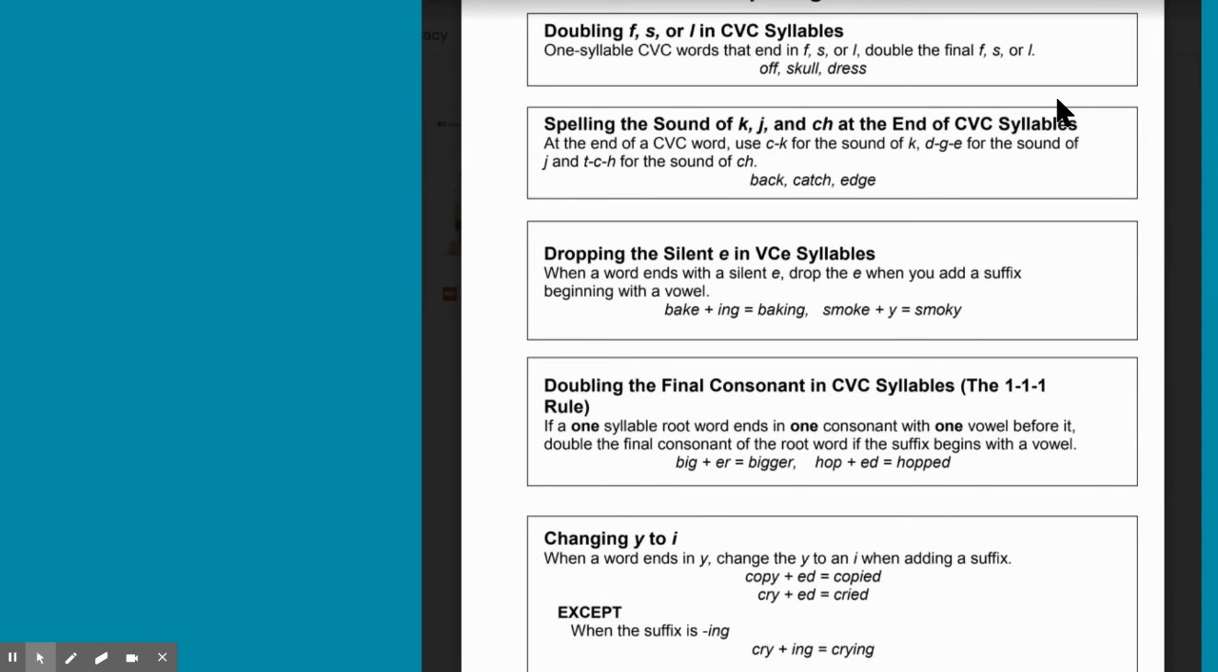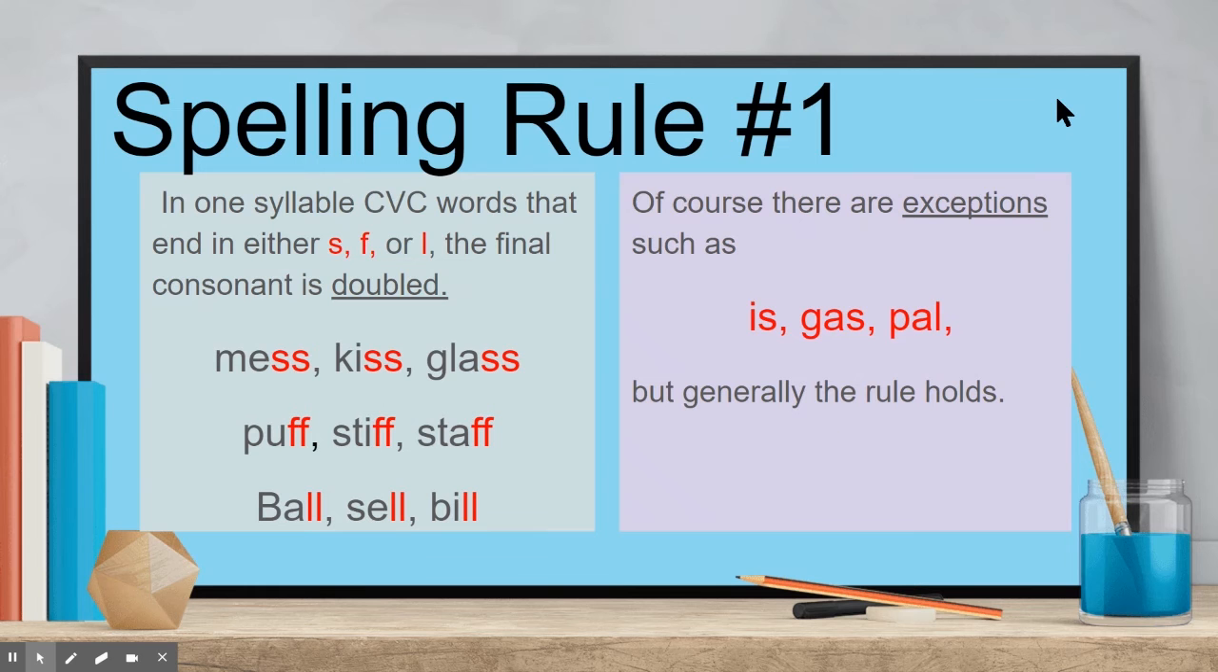Okay, also in these lessons, we'll be covering the different spelling rules, 5 of the most popular spelling rules. And so we'll start here with spelling rule number 1. When we're dealing with these CVC words, if it ends in the letter S, F, or L, the final consonant is doubled, right? So that's why there are 2 S's on glass, right?